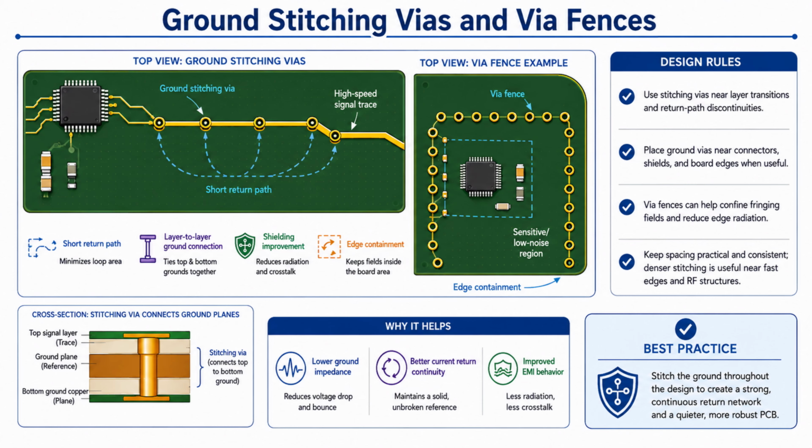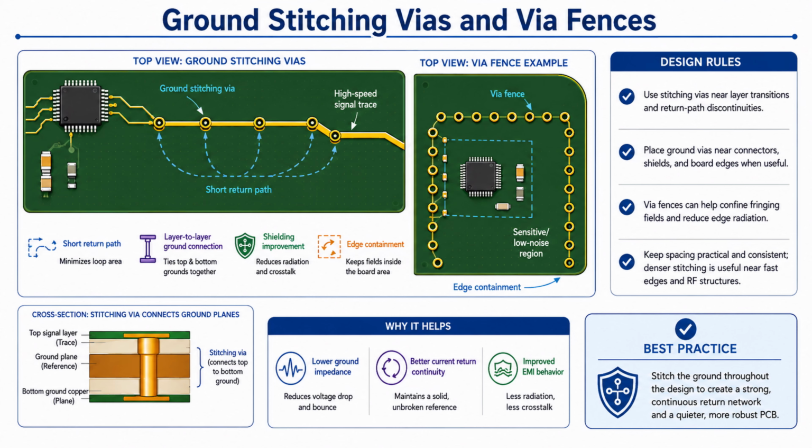Ground stitching vias are small details that can make a big difference. They connect ground copper from one layer to another, creating a stronger and lower impedance ground network. When a signal changes layers, or when the return path might be interrupted, nearby ground stitching vias give the return current a clean way to follow the signal. That means smaller loop area, less ground noise, and better EMI behavior.